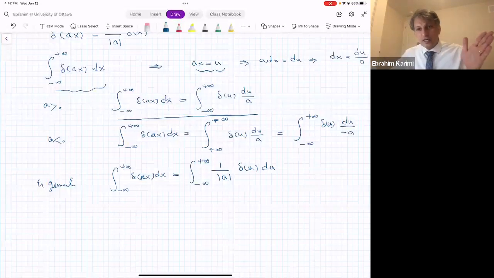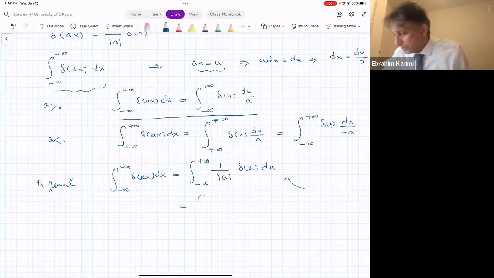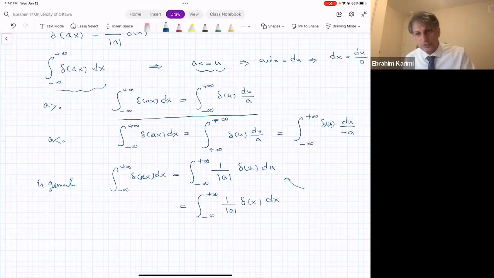These two integrals, they are completely independent, right? One is on the x, the other one is on u. Can I change this variable here to, again, x for simplicity? So it will be the integral from minus infinity to plus infinity of 1 divided by absolute value of a, delta of x dx. Do you agree with this point? Because they are completely independent integrals.